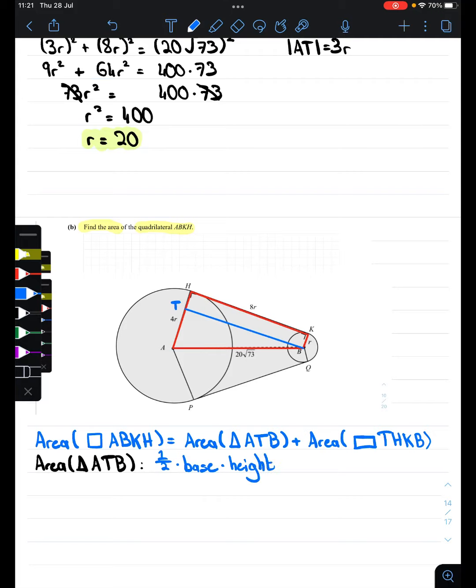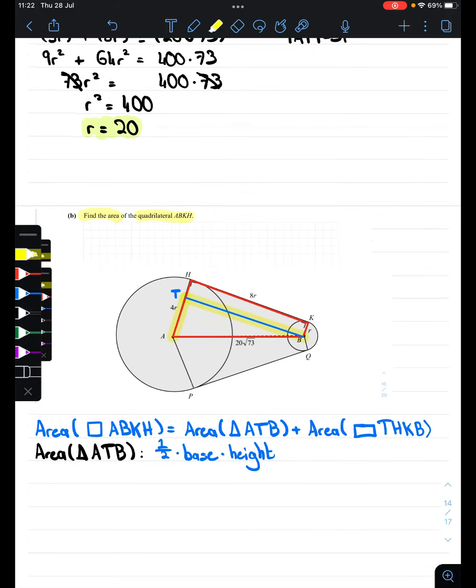Okay, so there's two ways of approaching this, and one is easier than the other. All right, so let's say if we take AB as the base, okay, well, we know that it's 20 root 73, and then this would be the perpendicular height, which we can probably find out, but it's a little bit of a pain. So an easier way of doing this would be to take AT as the base, and then the perpendicular height is TB. And we actually already know both of these, so this will be the easier way of doing it.